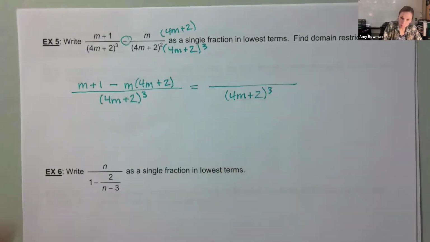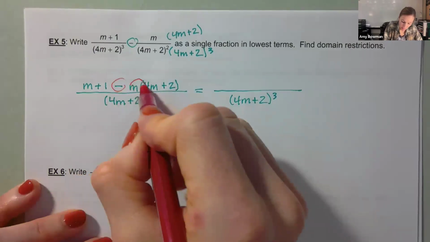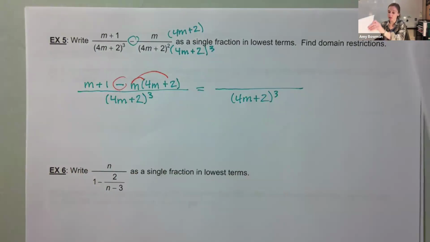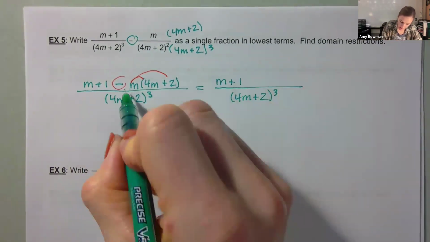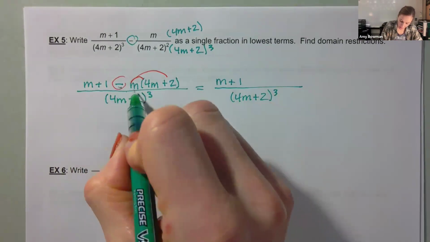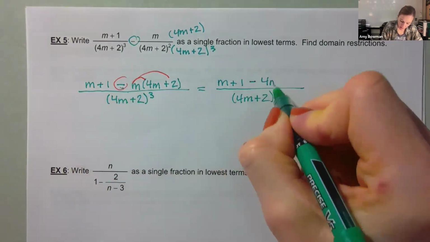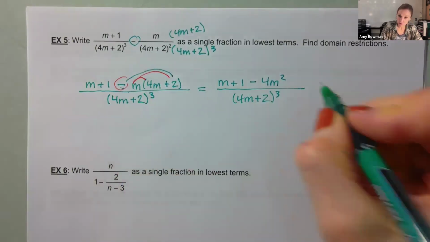The most common mistakes I see in a problem like this are forgetting that when you distribute this m to both of these terms, you are also distributing this negative. So our numerator becomes m plus 1. I'm not going to combine like terms yet, just take it one step at a time. Then I'm distributing negative m to 4m, so that's going to be minus 4m squared, minus, so negative m times 2, so minus 2m.